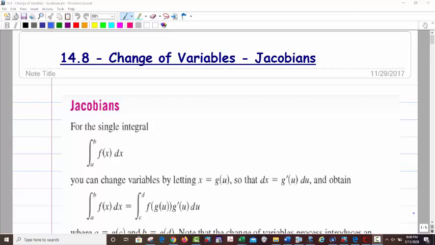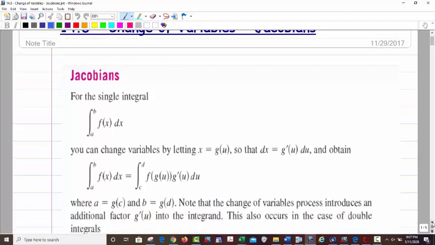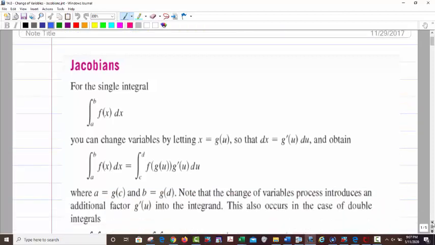Hello, this video is entitled Change of Variables by using something called Jacobians. We'll set up what that is, and then you'll see shortly why this change of variables can be useful for double integrals.